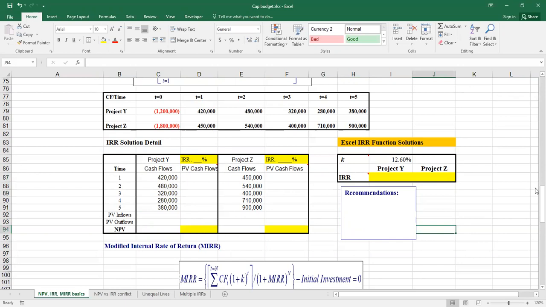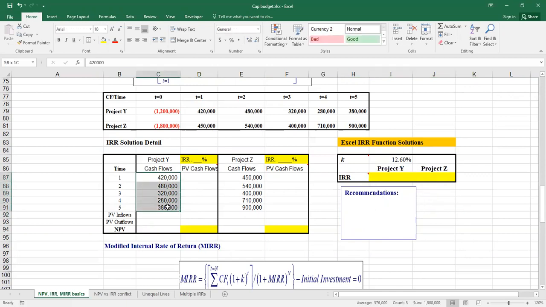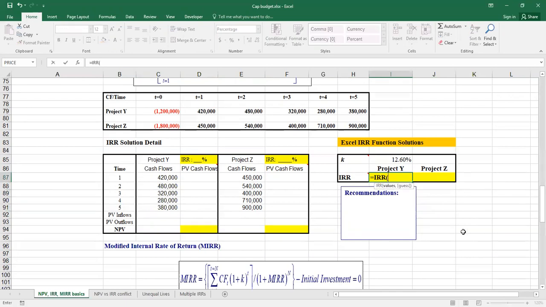So, input NPV to. Okay, so we don't do this anymore kasi dito lang tayo, no? So, may note yata ako dito. With this function, the cash flows need to be in time series order within the worksheet. Okay, tama nga naman. Time series siya, tuloy-tuloy na ganyan. So, this is equal to IRR. Ang values natin kasama yung initial investment. So, hindi ito, no? Kasama dapat yung initial investment. So, we have to include the time zero. Unlike sa NPV na hindi natin sinasama yung initial investment.